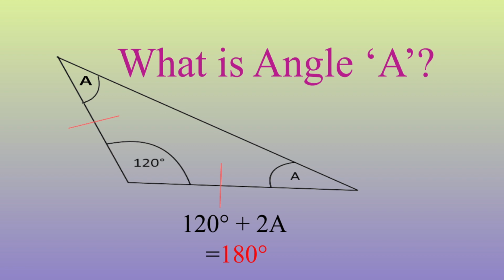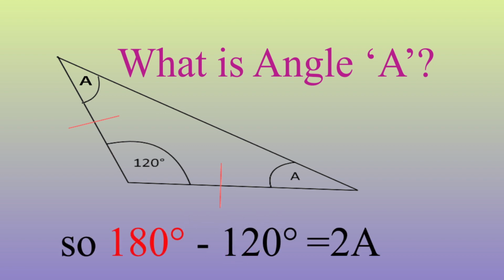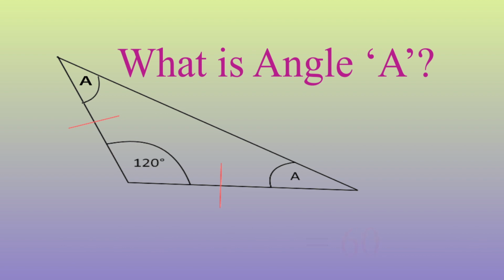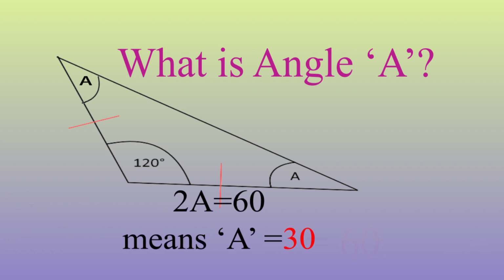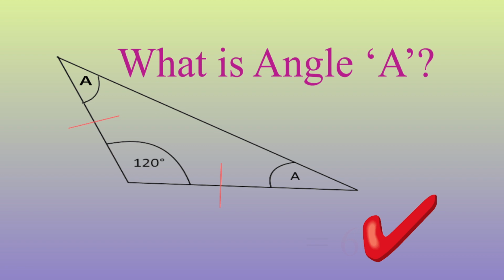How do we find out what 2A is? If we take away 120 degrees from 180 degrees, that will give us 2A. 180 degrees minus 120 degrees equals 2A. What's 180 minus 120? That gives us 60. That means that 2A equals 60. We're very close to the answer now. So 2A equals 60 means that A equals 30 because there are two A's of the value 30, and that's our answer. A equals 30. So there's our first answer.